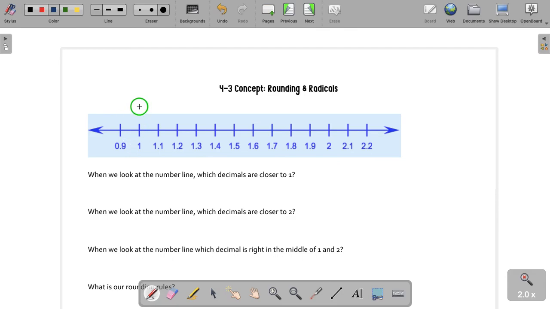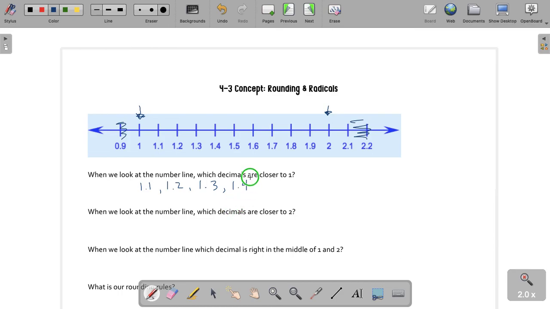So I want to know 1. Now, when we look at this, I want us to focus on the numbers between 1 and 2. We're just going to be between 1 and 2. I'm not going to worry about this stuff over here for now. We're talking about these numbers here. And which numbers are closer to 1? Well, 1.1 obviously is. 1.2 is. 1.3 is. And 1.4 is.